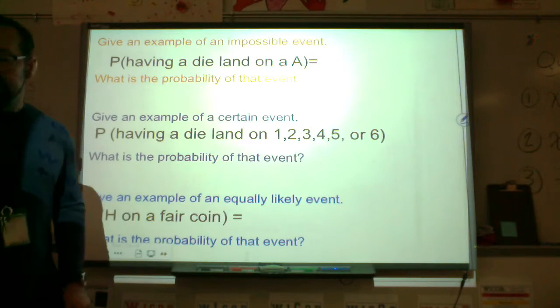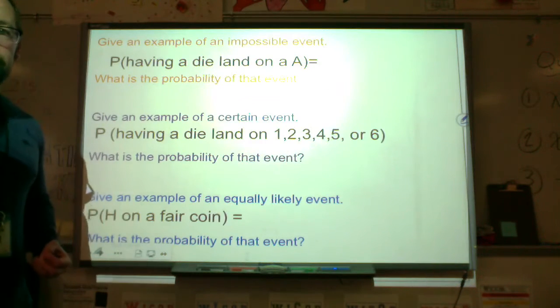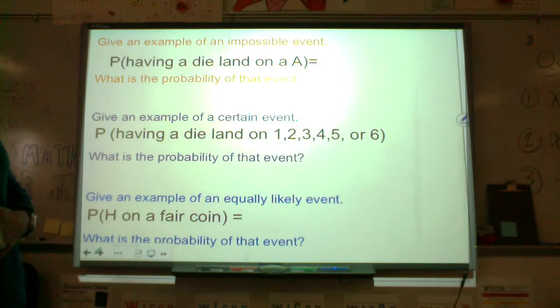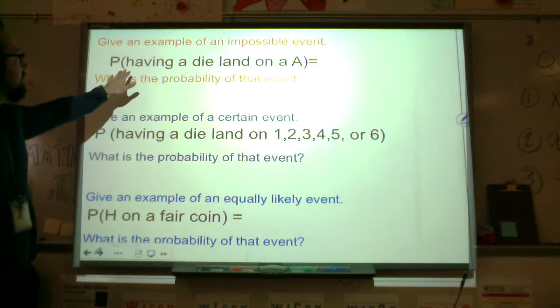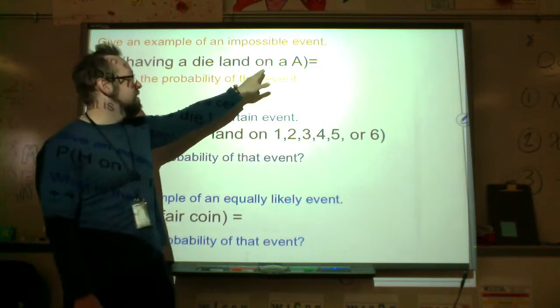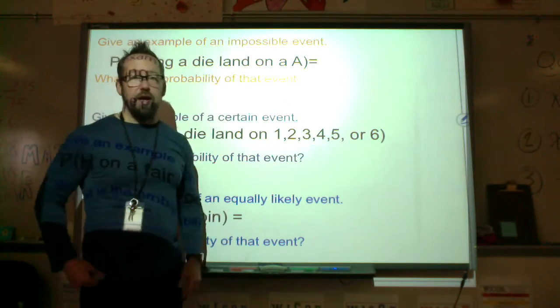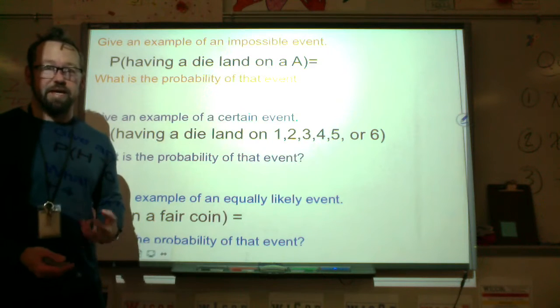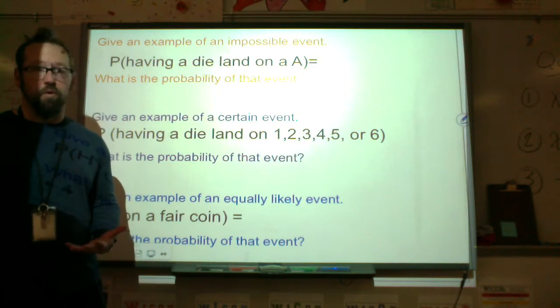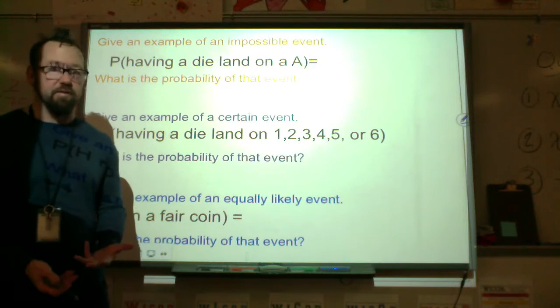Now we're going to go over some examples of things that are certain, equally likely, or impossible to happen. Here you see the probability of having a die land on the letter A. Well, I'm talking about a standard die that has 1, 2, 3, 4, 5, 6. There are no letters on that. So if I roll one of those, it's never going to have an A, or the letter A.